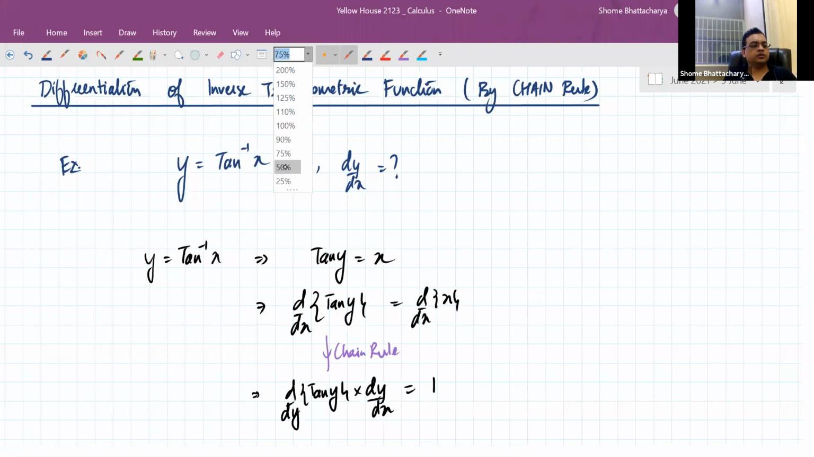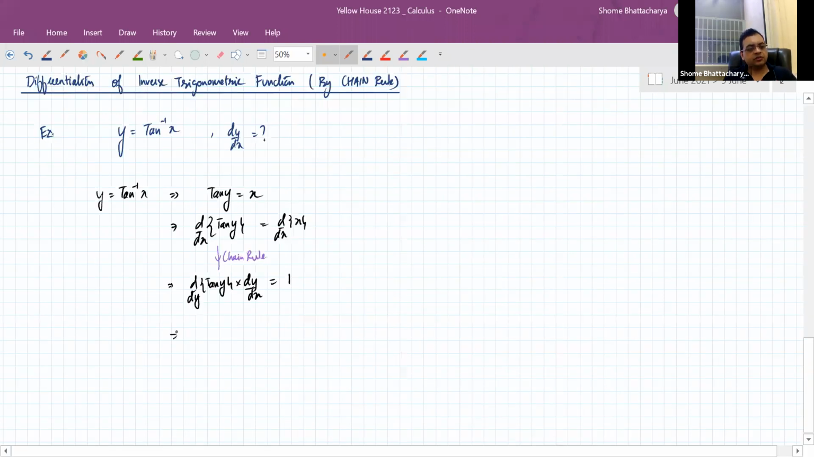And then we proceed with the normal formula. You know that differentiation of tan is sec square. So this becomes sec square y into dy by dx is equal to 1. So far everything is smooth. Dy by dx is equal to 1 upon sec square y. So it's fine. We have completed the differentiation.